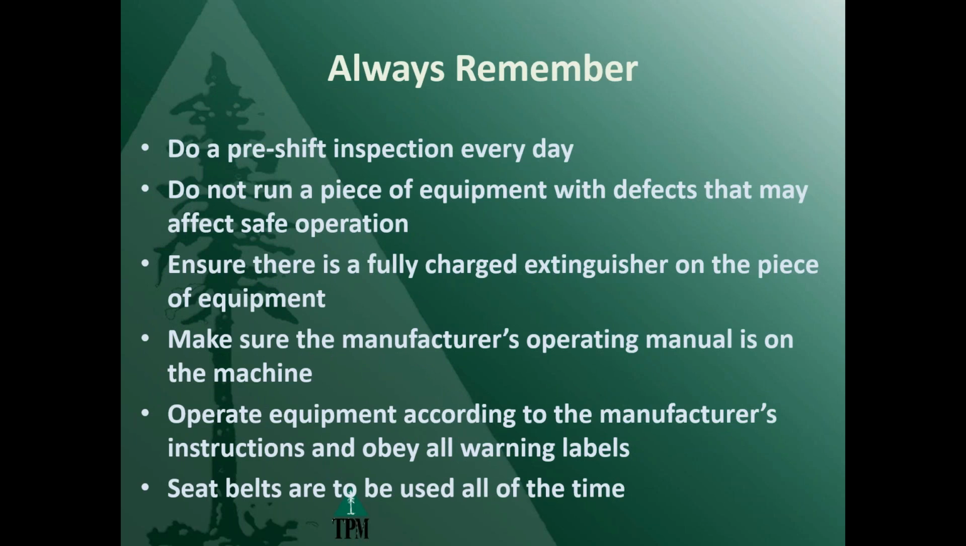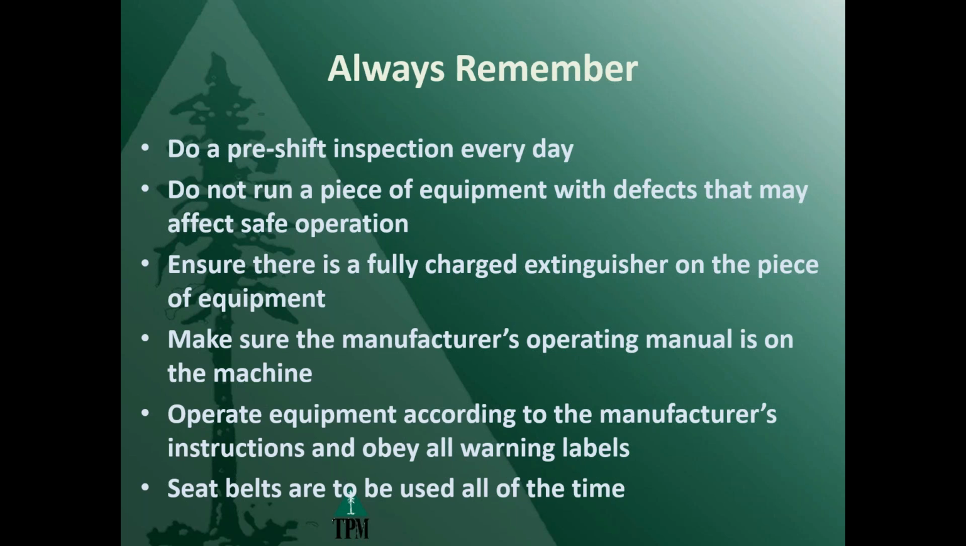So there's lots on this, always remember. I'll try to get through this. I think there's three or four pages of this, because as I was putting this together, more and more things came up. We've got to do an inspection every single day. We can't run a piece of equipment with serious defects on it that affect the safe operation. I do have an account where they've been running a piece of equipment that has no brakes, and they stop it by running the blade into the ground or running into stacks of product. Got to make sure there's an extinguisher on there that's operational and fully charged.